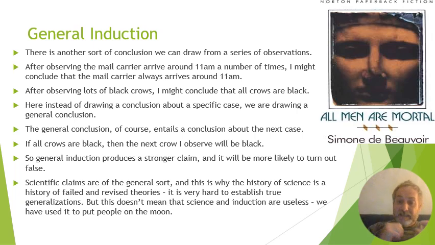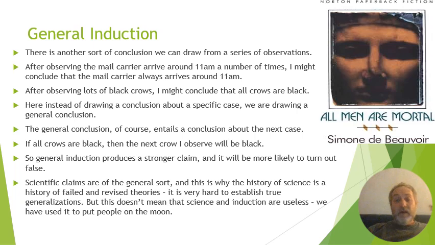Okay, so we've seen next case induction. There's another sort of conclusion we can draw from a similar series of observations. Suppose I have the exact same premises: I observe the mail carrier arriving at 11 a.m., say 10 times in a row. Instead of concluding that the next time the mail carrier will arrive at 11, I could also conclude the mail carrier always arrives at 11. I can draw a general conclusion, a general induction.